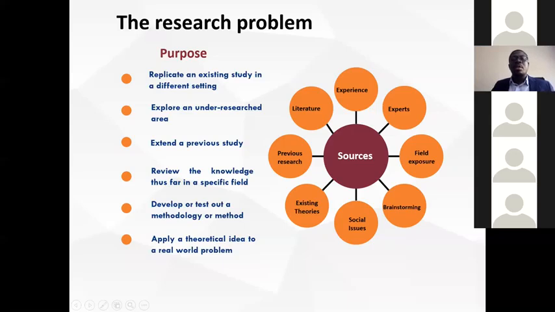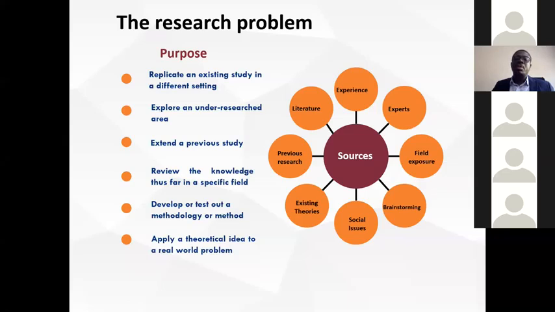So we are still on the research problem because today our focus is on how to generate a research topic. And your research topic will always emanate from the problem that you are able to identify. So we need to first understand the purpose of research. If we understand this, it also helps us to come out with a suitable problem and a topic.